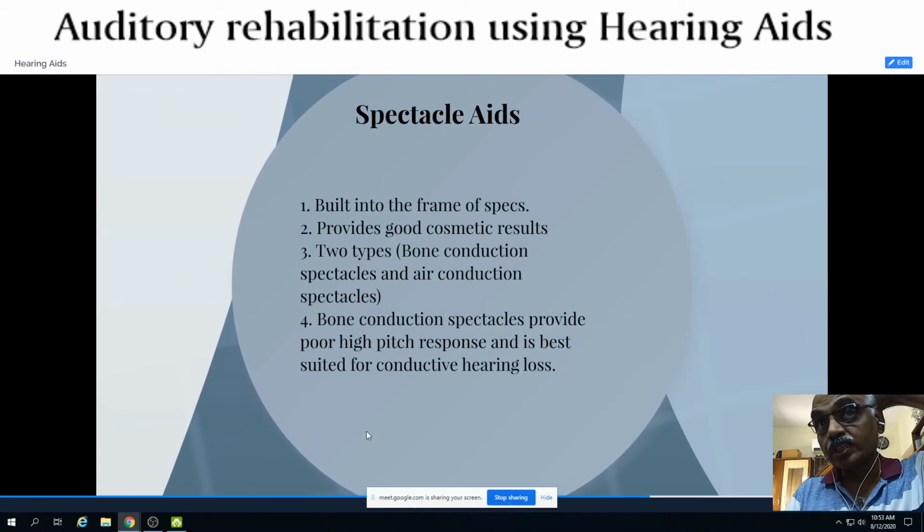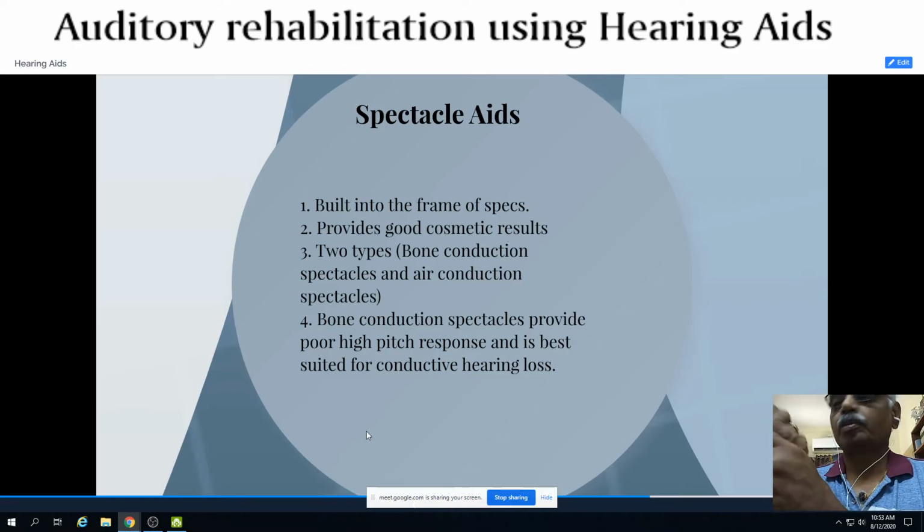Now let us go to the spectacle hearing aids. Here the hearing aid conveniently fits into the frame of the spectacles. Everybody above 40 will be using a pair of glasses, so a hearing aid can be incorporated into the spectacles, and cosmetically it is acceptable to the patient. Two types of spectacle hearing aids are possible.